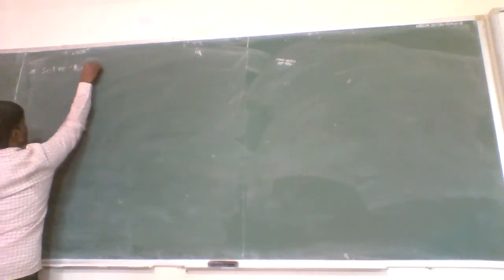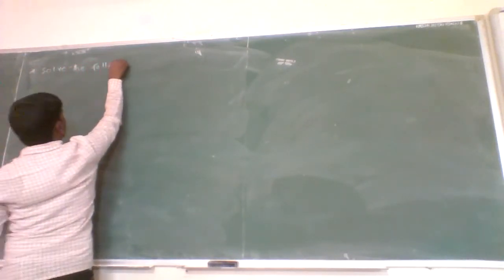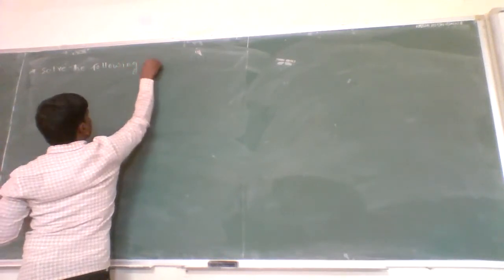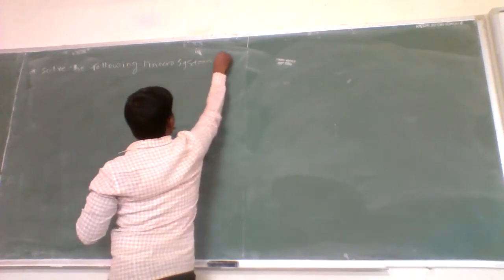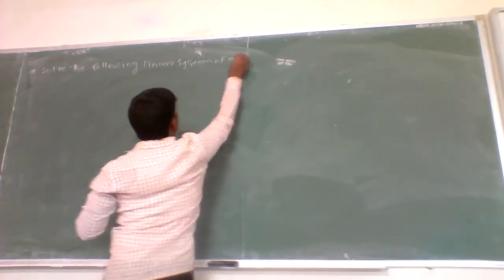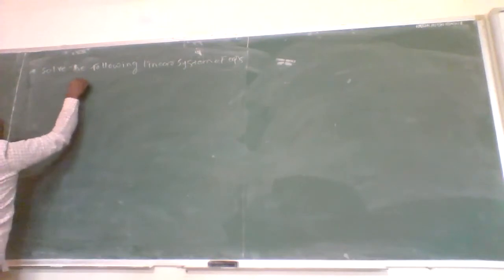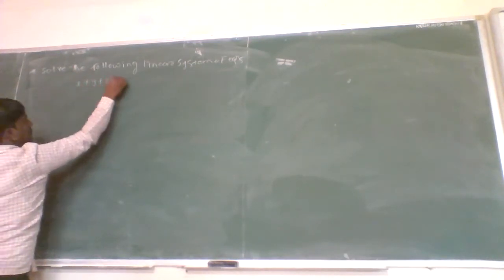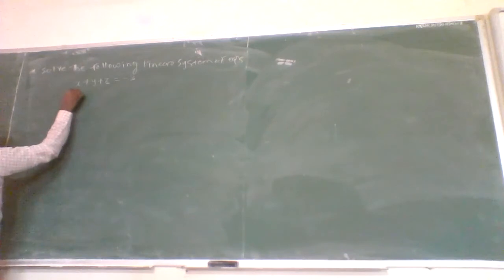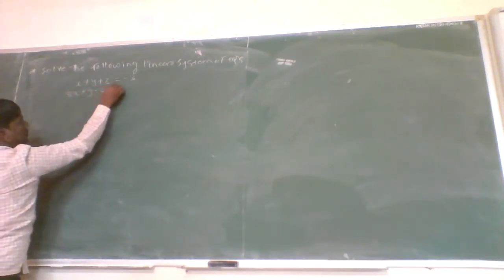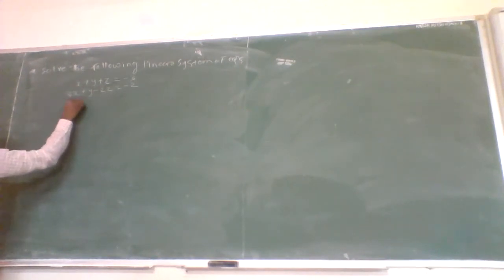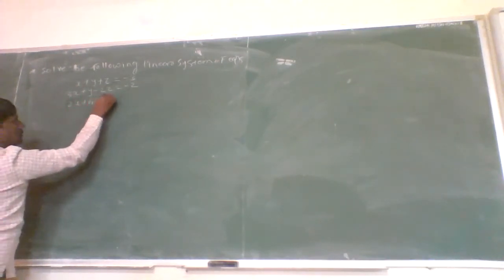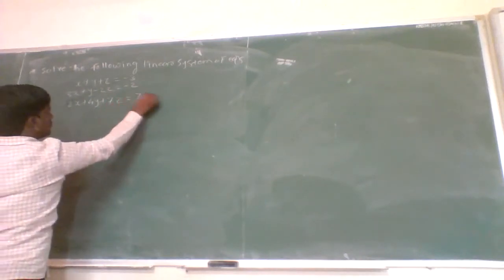Solve the following linear system of equations, which is nothing but x plus y plus z is equal to minus 3, 3x plus y minus 2z is equal to minus 2, 2x plus 4y plus 7z is equal to 7.